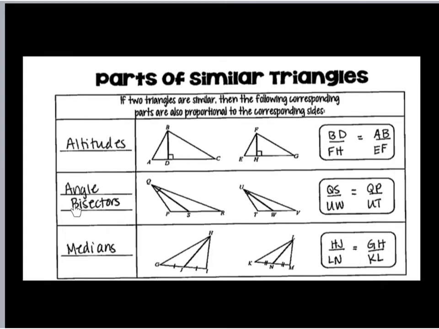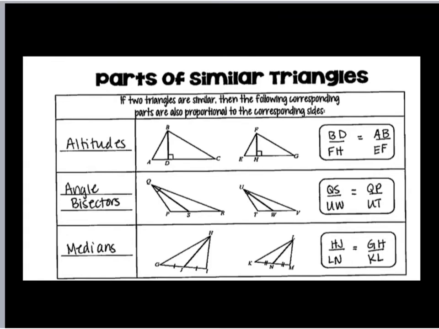Take a look at your second vocabulary word, angle bisector. It's just what it says, an angle split into two sections. Here's the notation. You can see it's marked that these two angles are congruent and these two angles are congruent. Therefore, visually, you can say this is an angle bisector.